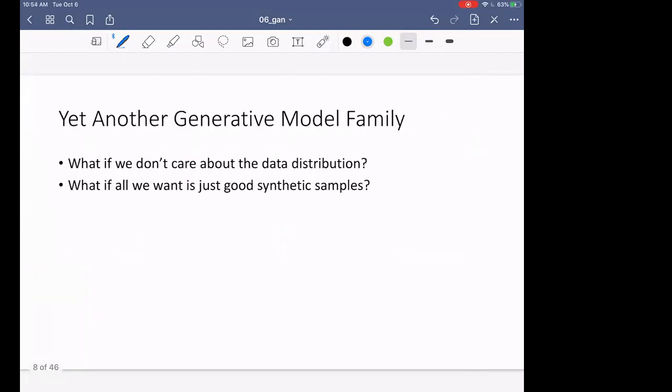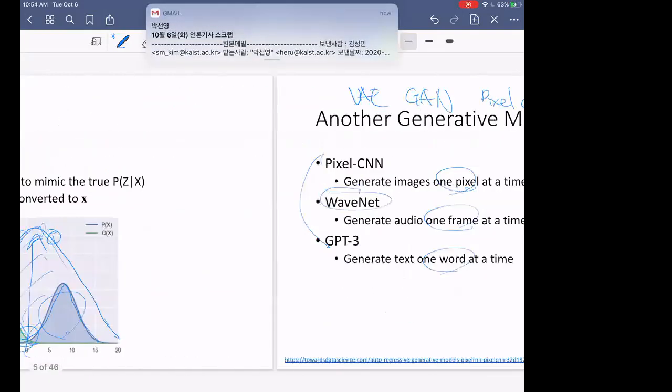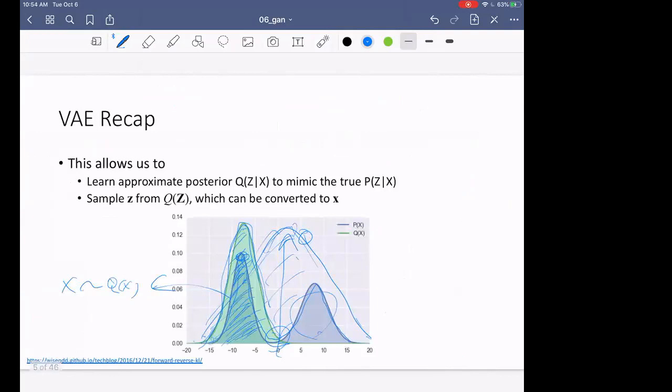And yet another generative model family. So VAE is one, autoregressive is another, and then there's the third one, which will be the main topic of today, the GAN. The motivation is, what if we don't care about the data distribution? In VAE, we approximated the data distribution.